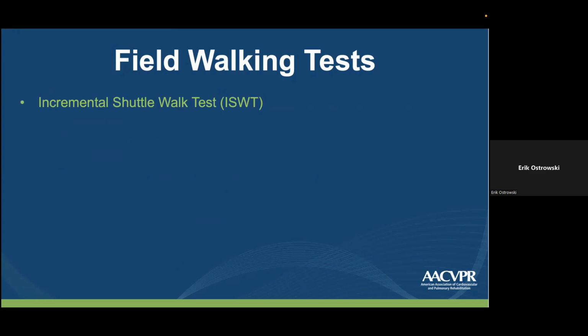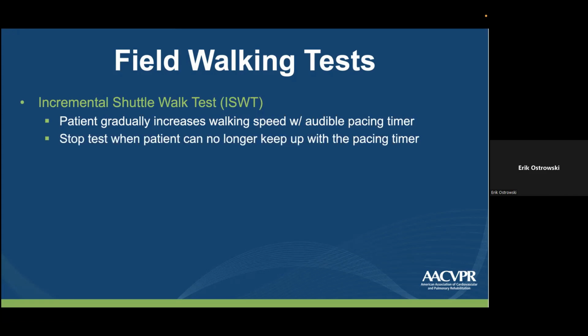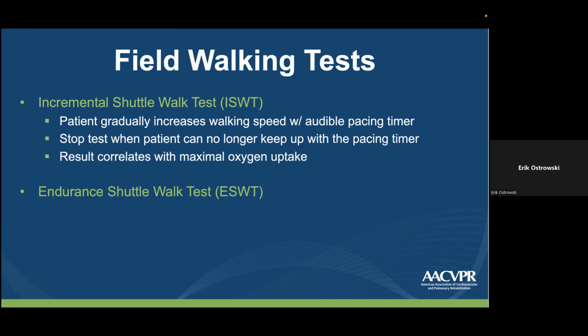So just touching base a little bit on these other field walking tests. There's the incremental shuttle walk test and the endurance shuttle walk test. The incremental shuttle walk test is just a symptom-limited walk test that simulates a symptom-limited cardiopulmonary exercise test, measures walking distance over a marked course of 10 meters, and the patient stops when they can no longer keep up with the pacing timer. There's an audible pacing timer in this test that incrementally and gradually increases pace, and as soon as the patient can't keep up with that timer any longer, the test is over. And the results of this test correlate well with maximal oxygen uptake, or maximal VO2.